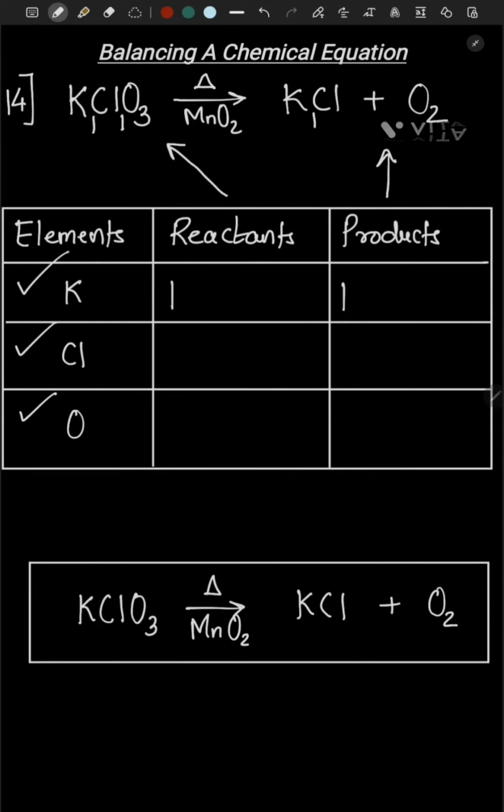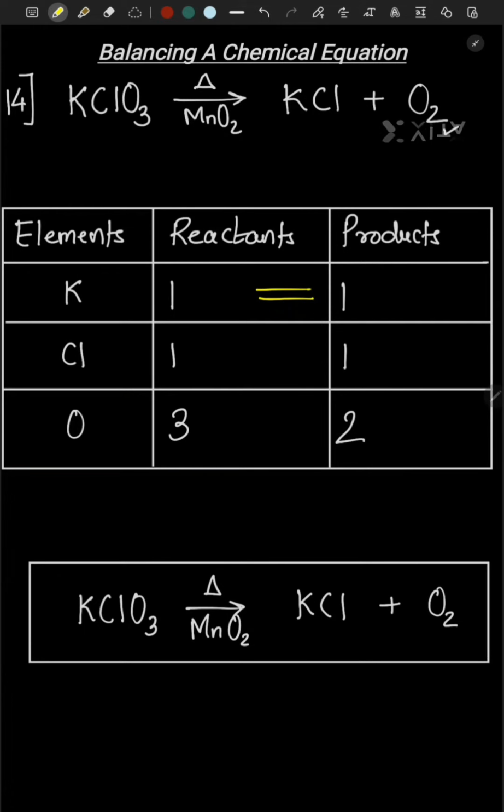Similarly, for chlorine, no number means 1, so on the reactant side the chlorine atom is 1, and on the product side it is again 1. But when I see oxygen on the reactant side, I have 3 atoms of oxygen, and on the product side, I have 2 atoms of oxygen. When we check potassium, it seems to be an equal number of atoms on the reactant and product sides, so it is balanced. Similarly, chlorine is the same, 1 and 1 on each side, so even chlorine is balanced. But what about oxygen? On the reactant side we have 3, on the product side it is 2, so it is not balanced.